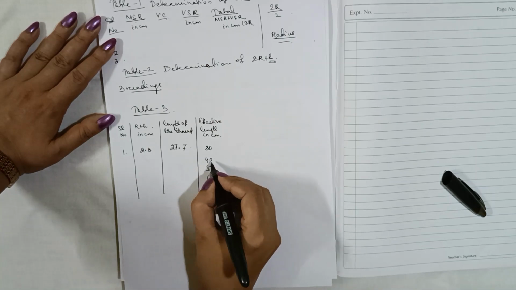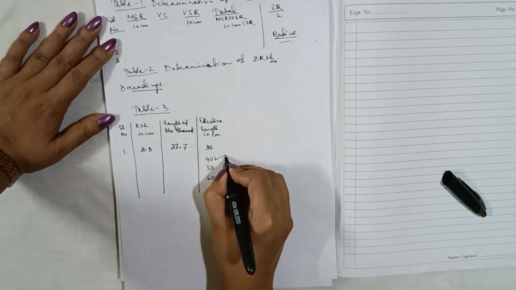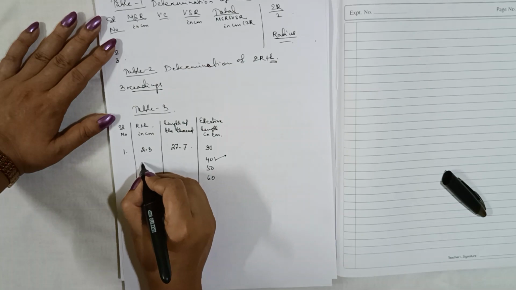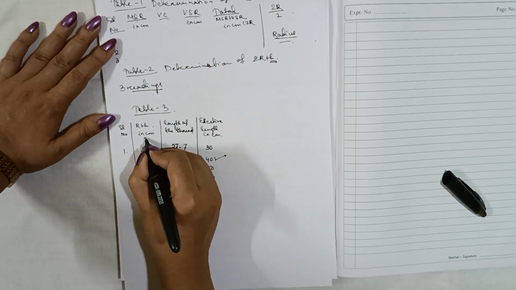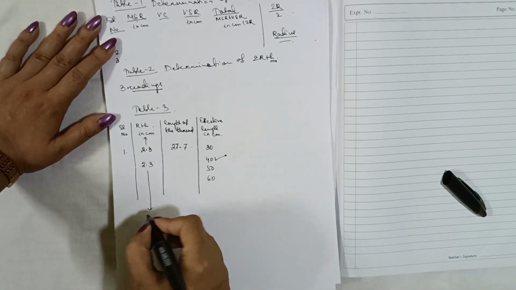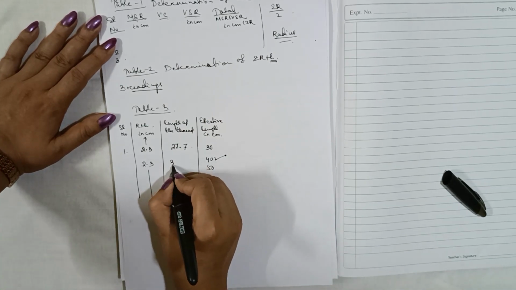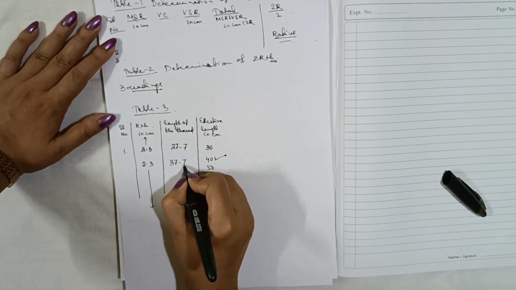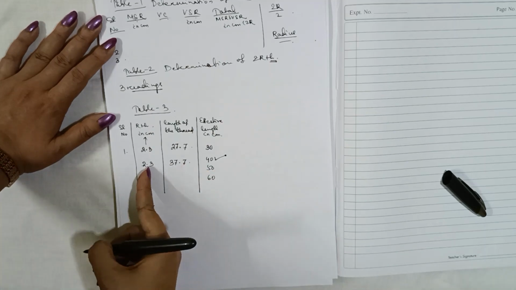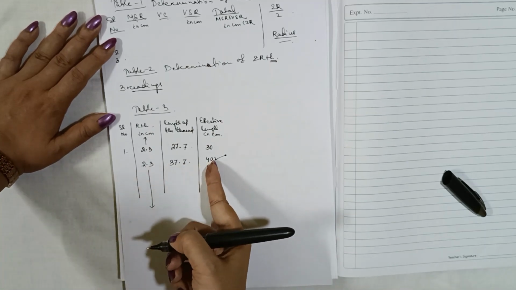Like this, in order to make the effective length 40, this 2.3 is constant all throughout. Means in order to make it 40, what we have to do? We have to take the thread length equal to 37.7. You add 37.7 with 2.3, your effective length will come out as 40.